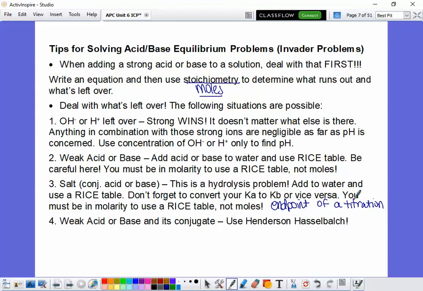And then I'm going to invade your buffer. I'm going to invade it with either strong acid or strong base. You will not know prior to making your buffer which one I'm invading it with. So you need to make your buffer good enough that it can withstand either invasion. I'm going to invade it with strong acid or strong base.